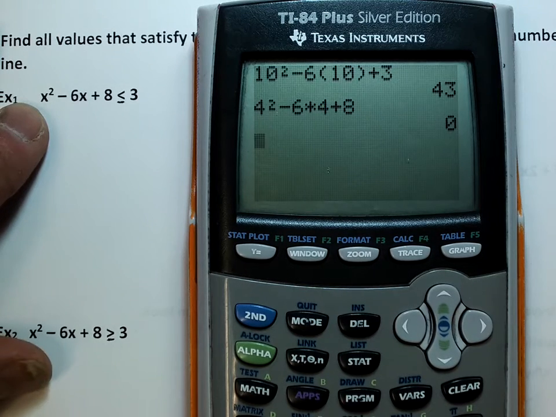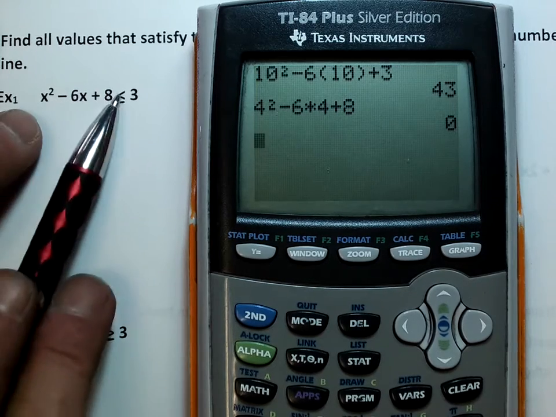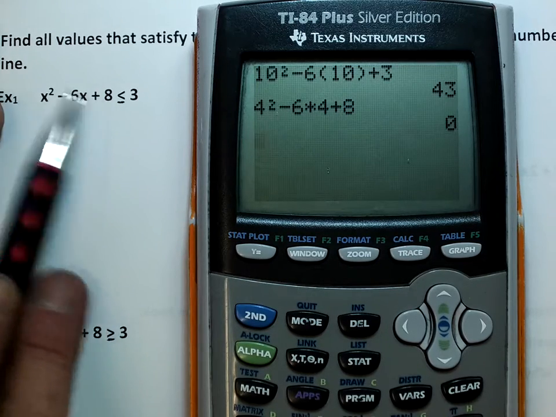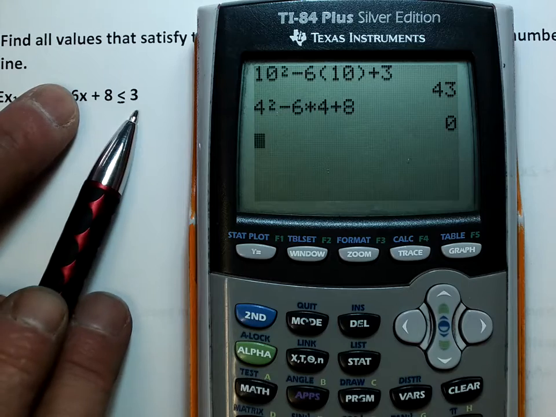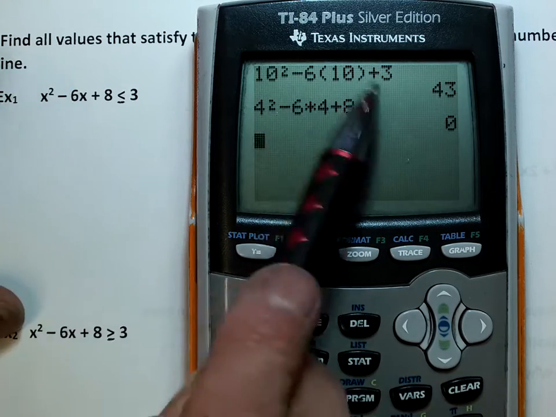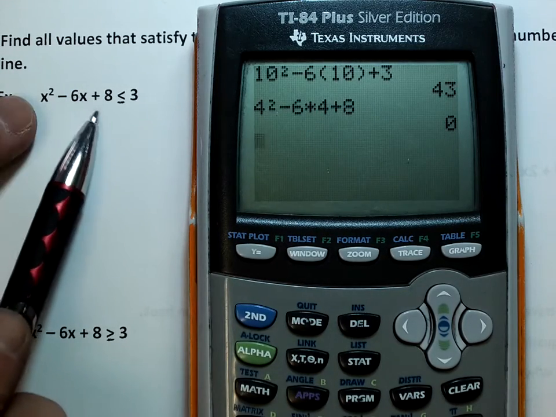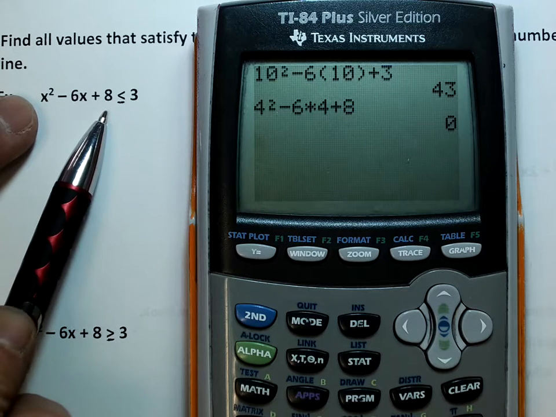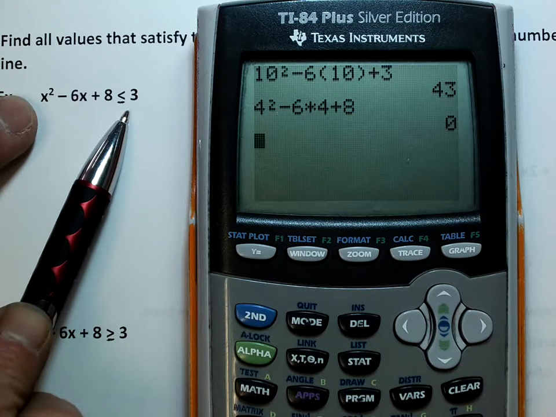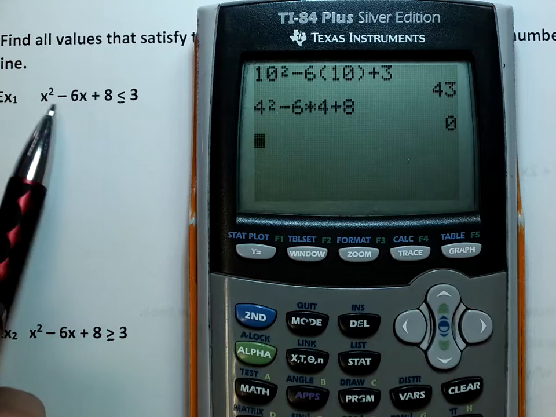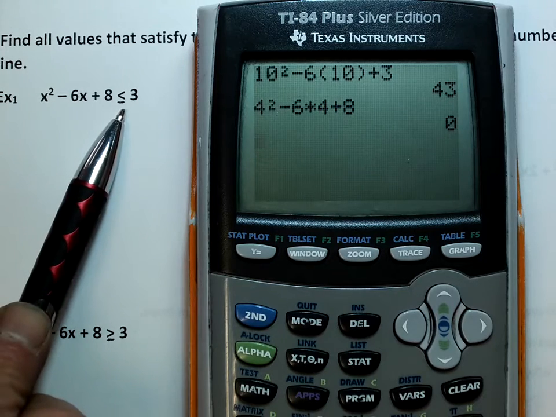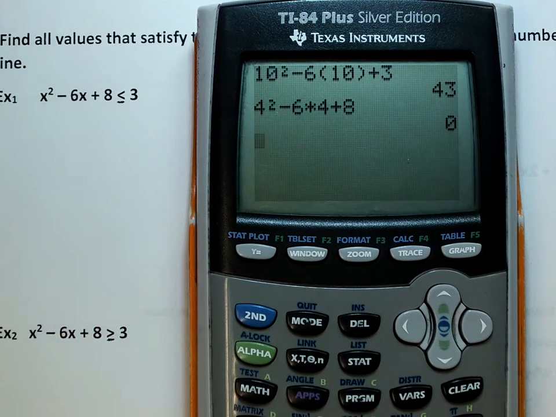That'll work. So I tried 3 answers. 0 did not work because it would make 8 less than 3. I plugged in 10 and it did not work because I got 48, and that's not less than 3. But then I tried 4, and 4 worked because it gave me an answer of 0, and 0 is less than 3. So the problem is there's going to be a bunch of answers. We need to find the answers. Guess and check is not the way to do it.